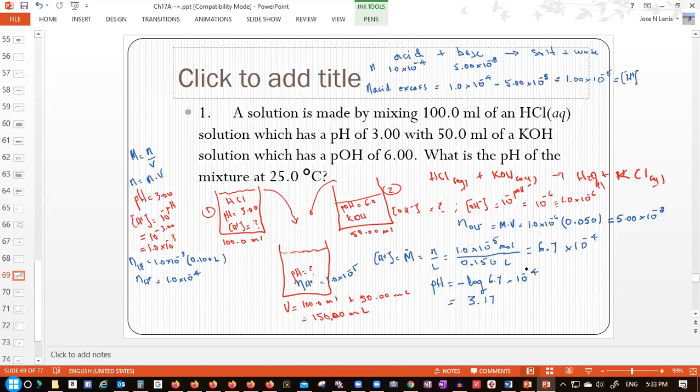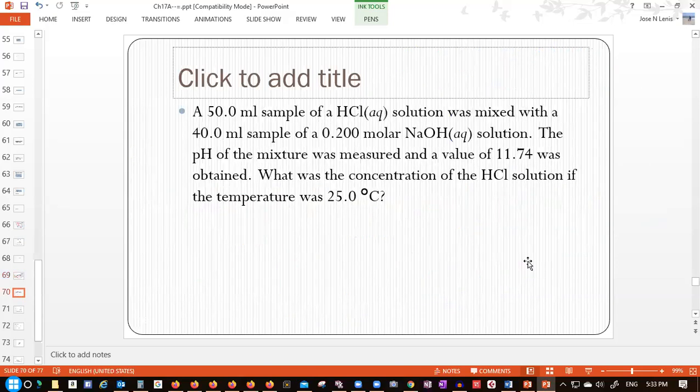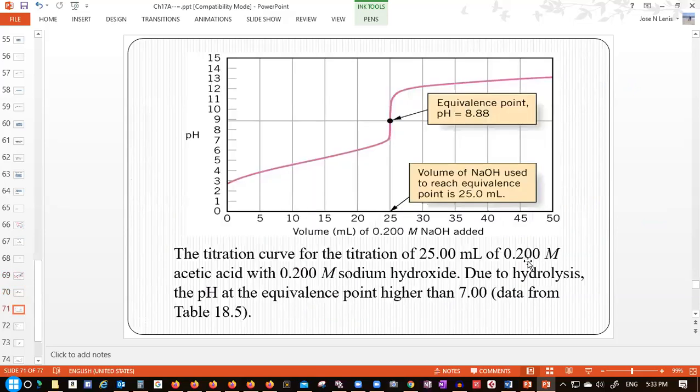I'm going to leave it here. I'm going to give you some extra problems for you to practice. And the next time, I'll show you a couple of shapes of titrations. We'll continue with the rest of this chapter. All right.